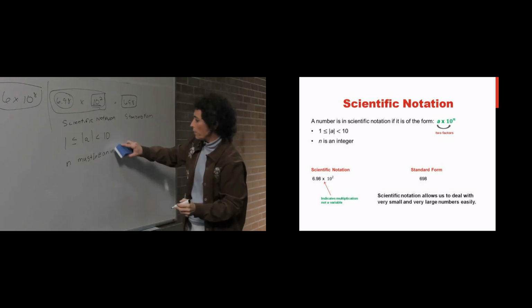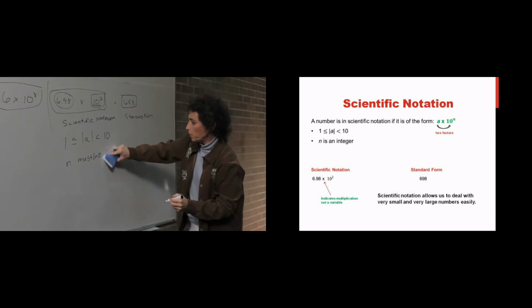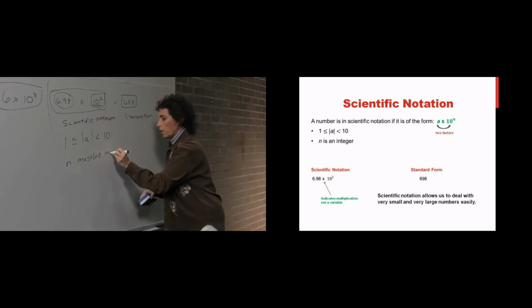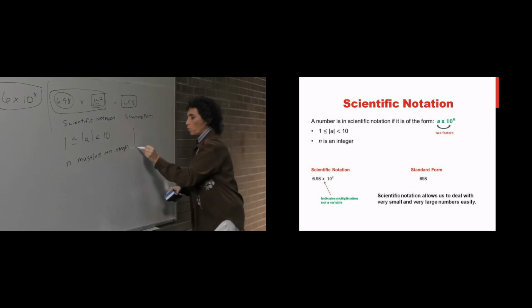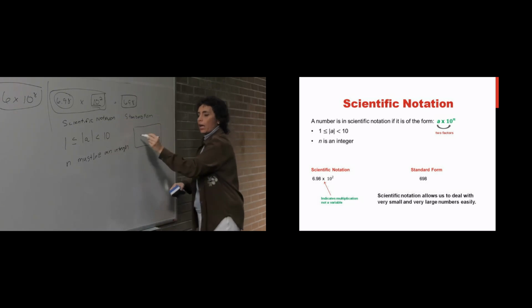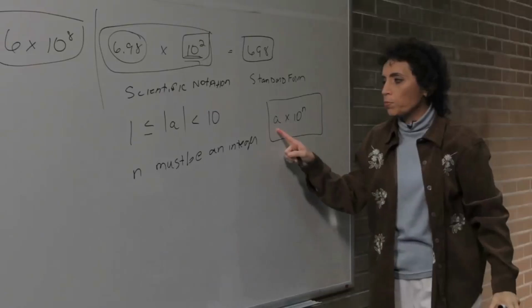Oh, I left out the most important part. Hold it. Can you see that? It gives me this little form right above it. It says A times 10 to the n. So A must be an integer.